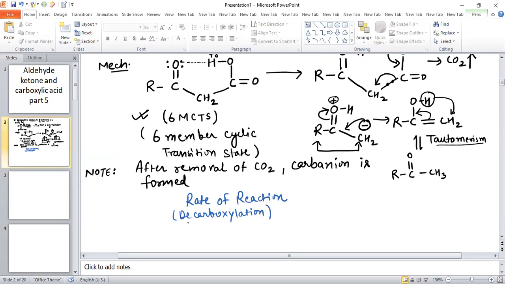The rate of reaction in the decarboxylation reaction is directly proportional to the stability of the carbanion. Now you can easily say, so you can compare the rate also.